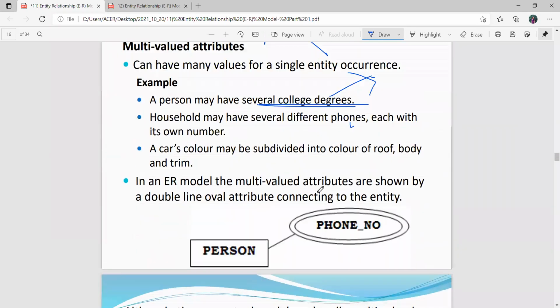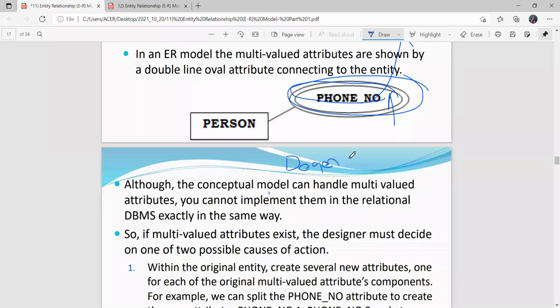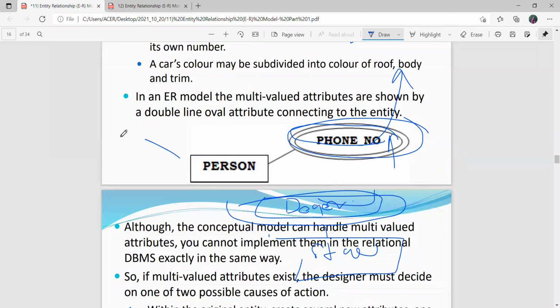Keep in mind that in an ER diagram we use a double circle to denote a multi-valued attribute. In this case, degree of student, you use a double circle or double oval shape to denote the multi-valued attribute. A single valued attribute uses one oval shape. For a multi-valued attribute, you use a double oval shape to denote it.